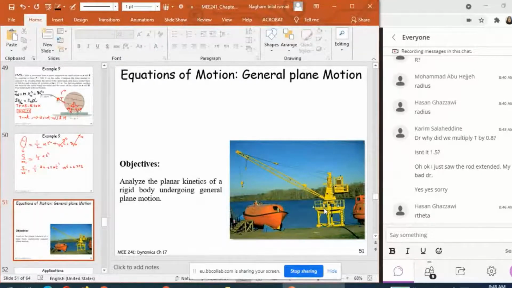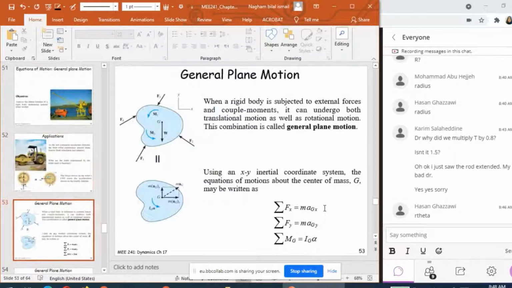The second part of this chapter is the general plane motion. In the general plane motion, guys, I'm going to have both translational and rotational motion, and I have to apply three equations. These equations are: sum of Fx is equal to m a_Gx, sum of Fy is equal to m a_Gy, and sum of moment around the center of mass is equal to I_G alpha.